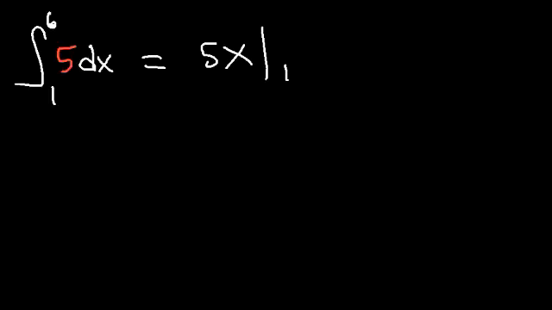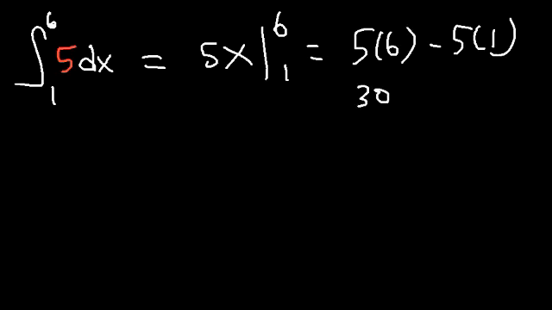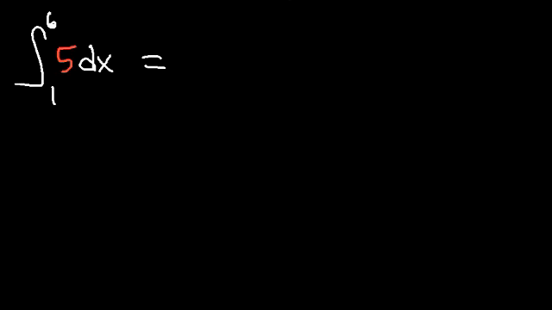Now what is the integration of 5 dx evaluated from 1 to 6? We know it's going to be 5x, and if we plug in 6, it's 5 times 6 minus 5 times 1. That's 30 minus 5, so the answer is 25. But how can we confirm the answer using geometry? How can we get 25?